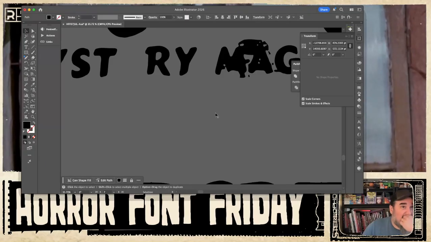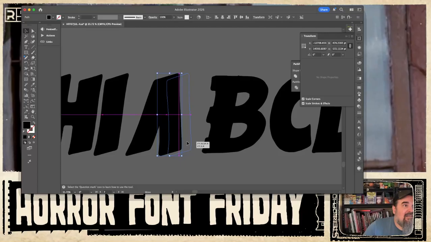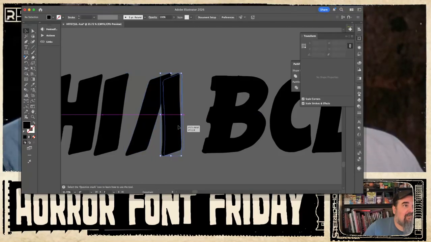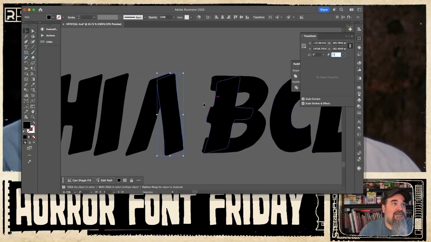The M is going to be like 2 A's. So I think we're going to run into a similar problem that we had with the N, where our A actually needs to be a little thinner.